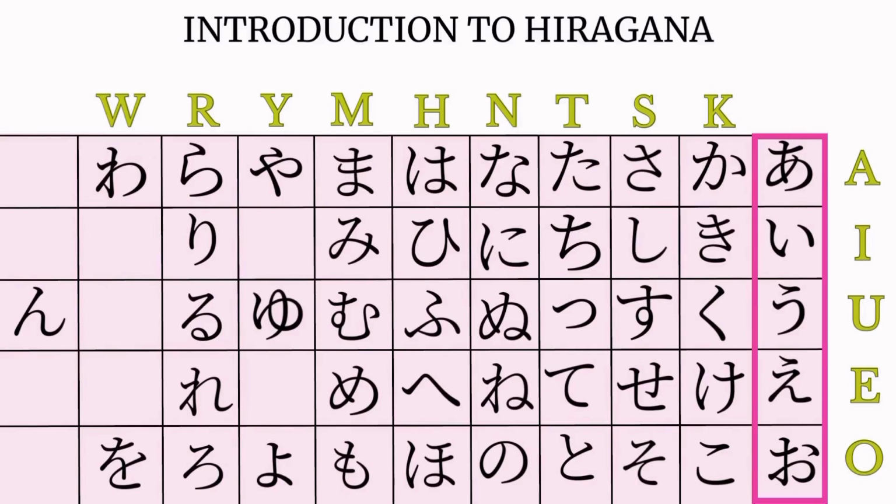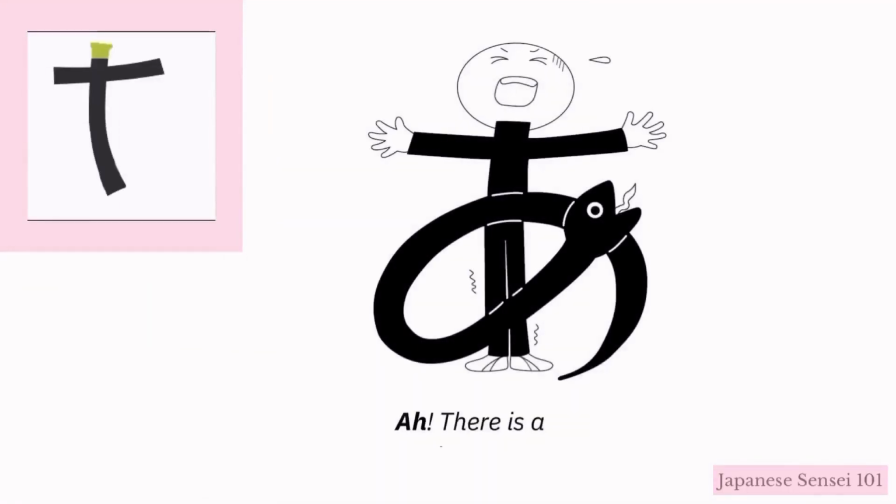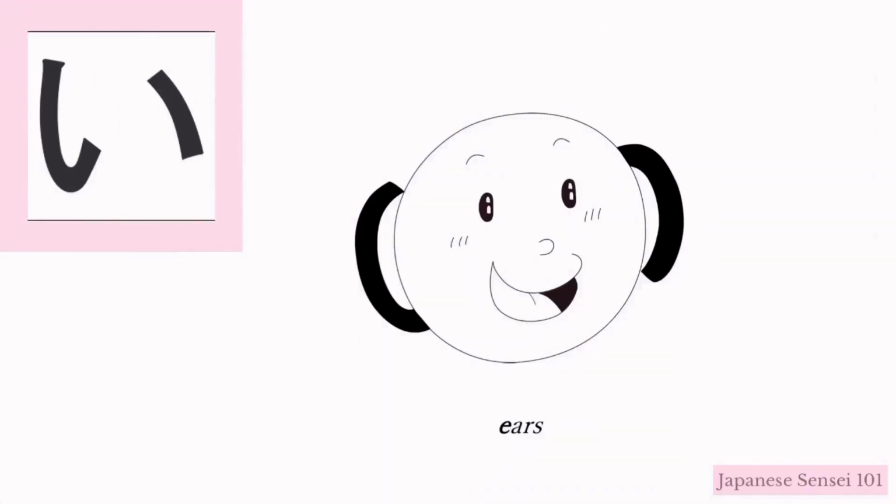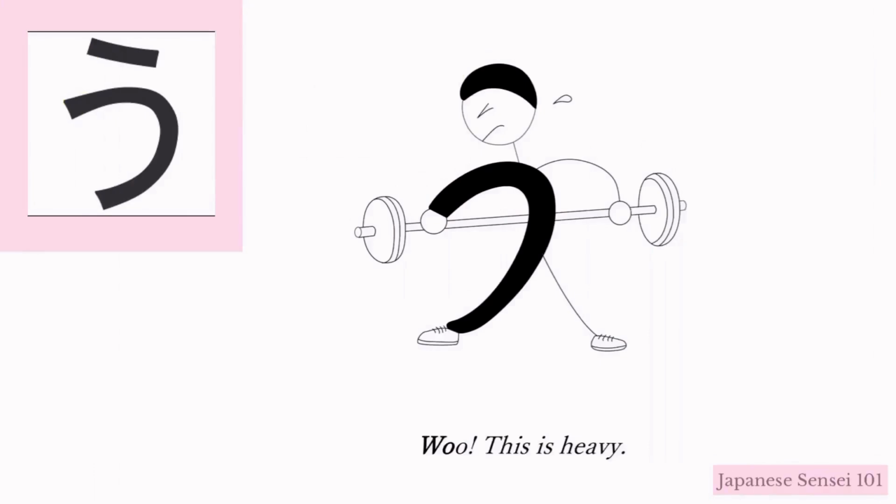We will start with the first column. A. To memorize this, imagine a boy being wrapped around by a snake and screaming "ah" in pain. I. To remember this, picture a man with large ears. U. To memorize this, imagine a strong guy saying "ooh" as he lifts the weights.